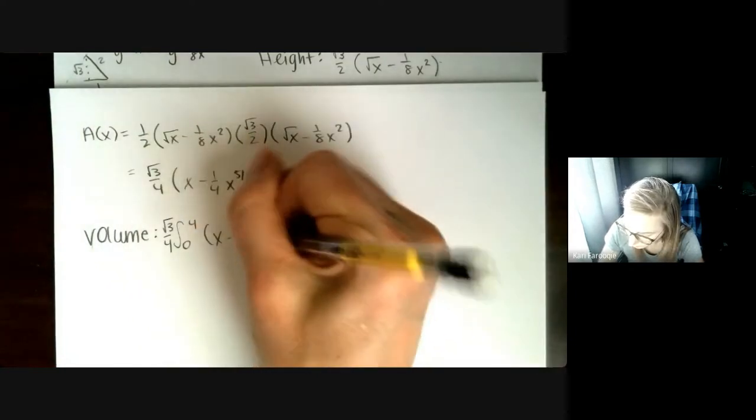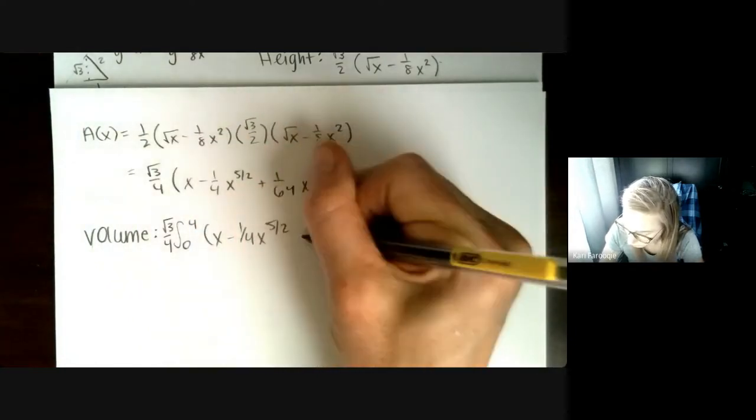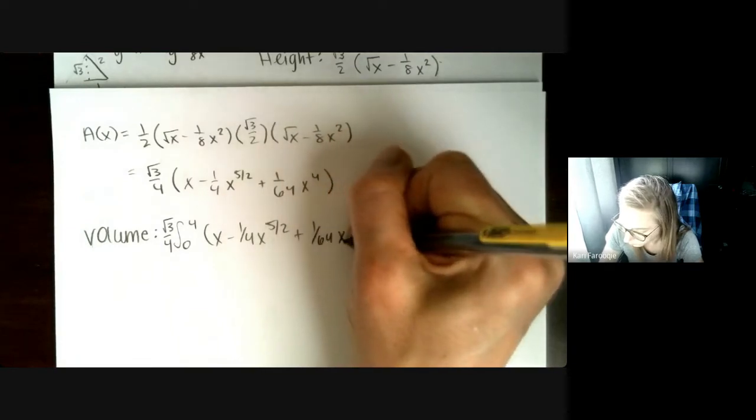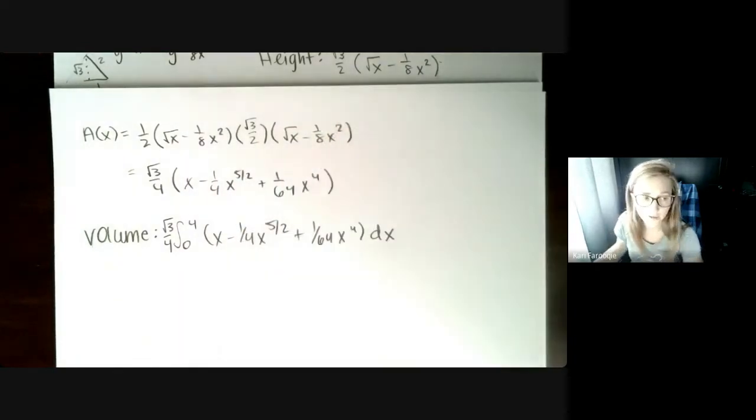We'll have x minus 1/4 x to the 5/2 plus 1/64 x to the 4th dx.